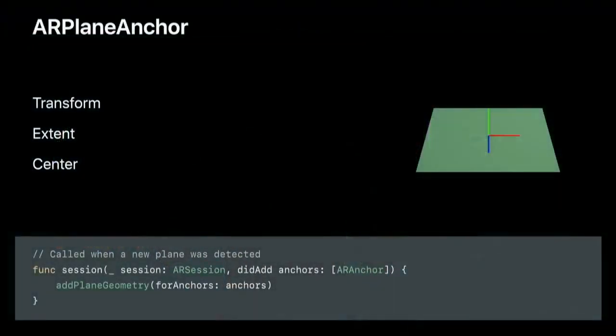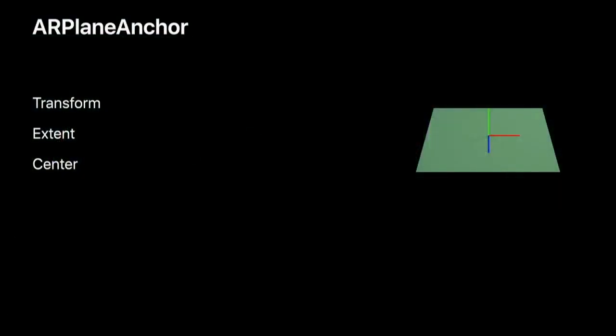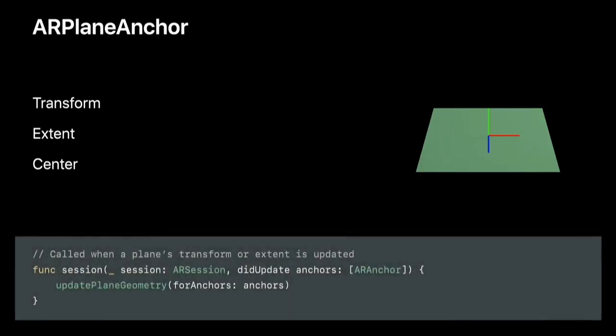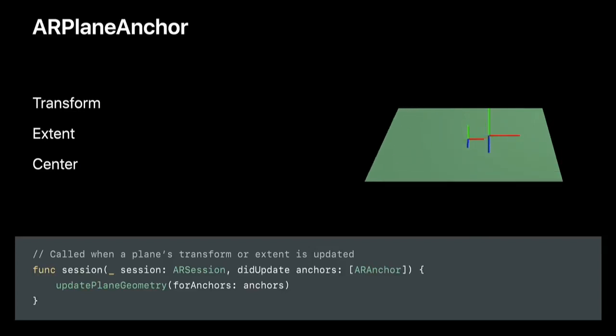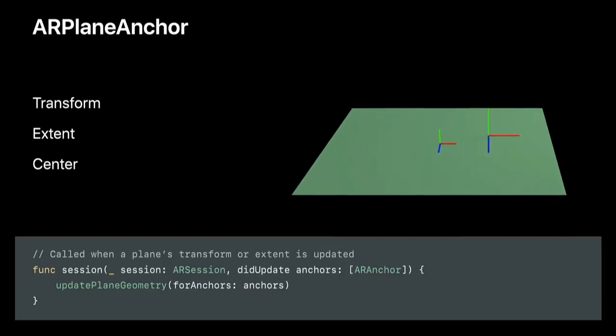As the user moves their device around the scene, we'll learn more about this plane and can update its extent. When this happens, you will receive a delegate call, session did update anchor, and you can use that to update your visualization. Notice how the center property actually moved because this plane grew more in one direction than another.